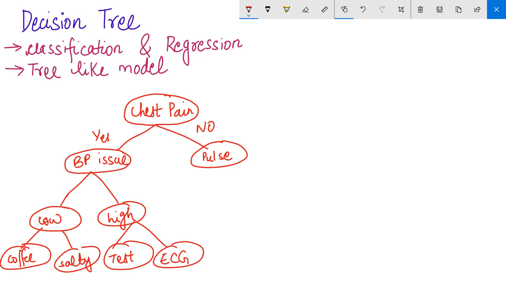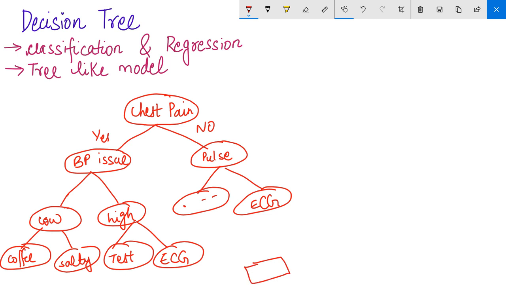for the chest pain. And if there is no BP issue, he'll check the pulse. If the pulse is normal, he'll suggest some other thing. And if the pulse is high, he'll again suggest an ECG and a similar thing. I hope you're understanding. So this is what a decision tree looks like. Finally, he will come to a point at last where there will be a result, and he will get to know what exactly is happening with the patient and why there is a chest pain.